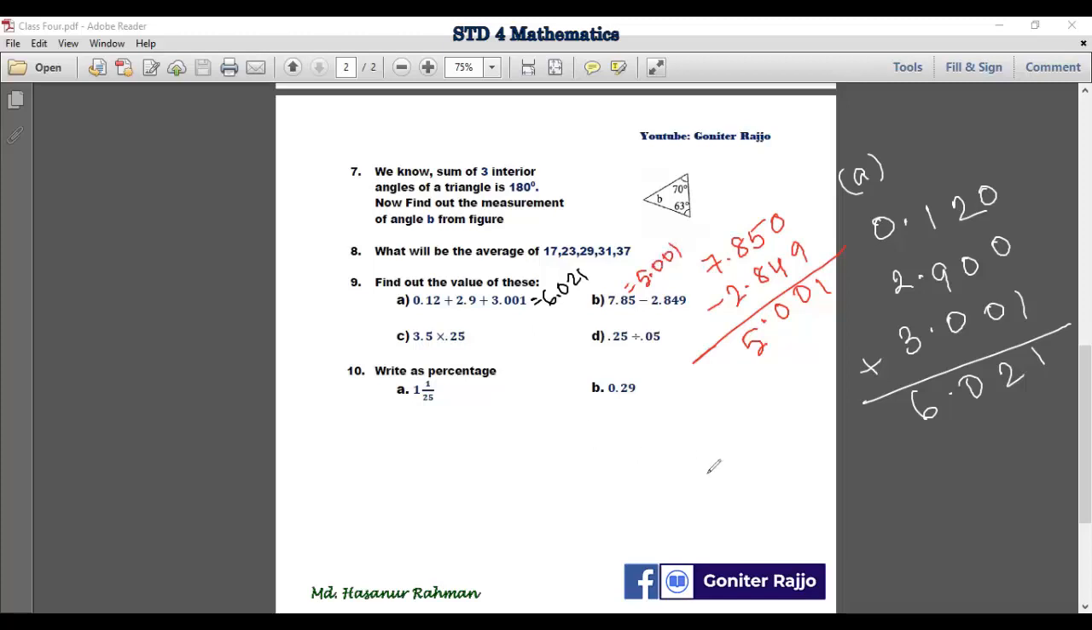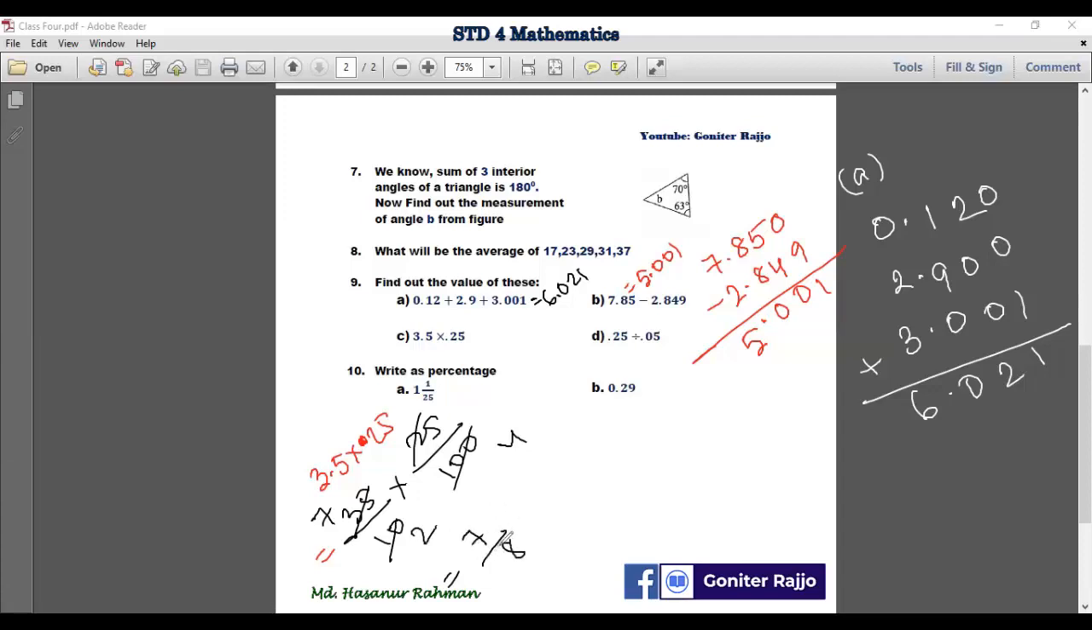Number C. Number C says 3.5 multiplied by 0.25. So how can you solve this problem? First, try to convert these decimals into fractions. 3.5 should be 35 by 10 multiplied by 0.25 should be 25 divided by 100. So now we can divide 100 by 25, that should be 4. And 35 and 10 both are divisible by 5, 5 7 is 35, 5 2 is 10. So it should be 7 by 8. So you can write it in this way, 7 by 8.